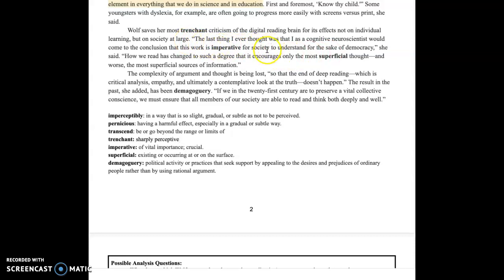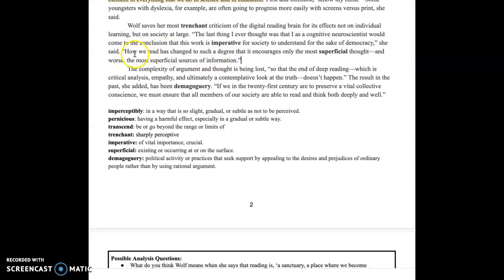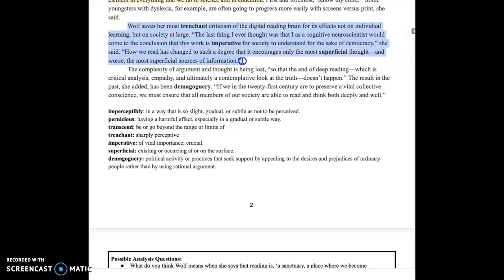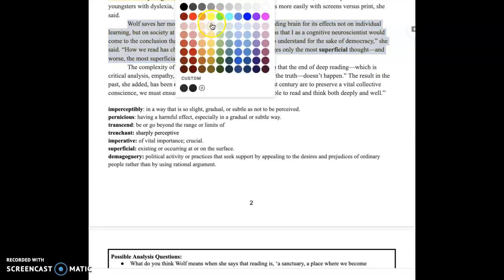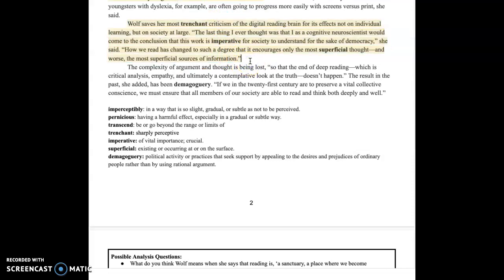The last thing I ever thought was that I, as a cognitive neuroscientist, would come to the conclusion that this work is imperative, of vital importance for society to understand for the sake of democracy, she said. How we read has changed to such a degree that it encourages only the most superficial thought and the most superficial sources of information. Wow, I think this paragraph is very important. So she's talking about the negative effects of digital reading and our loss of deep reading and how that affects society.